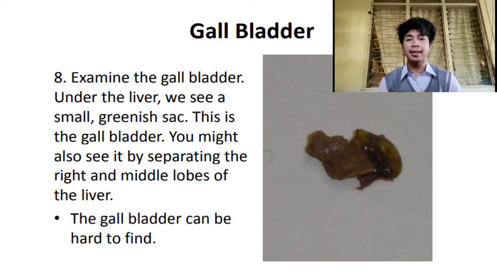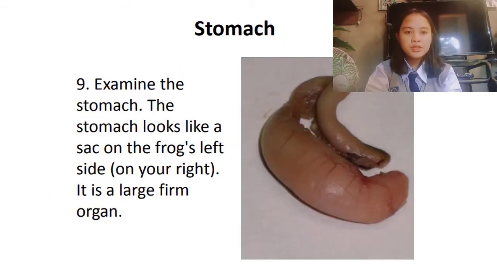Number 8. Examine the gallbladder. Under the liver, we see a small greenish sac. This is the gallbladder. You might also see it by separating the right and middle lobes of the liver. The gallbladder can be hard to see. Examine the stomach. The stomach looks like a sac on the frog's left side. It is a large, firm organ.